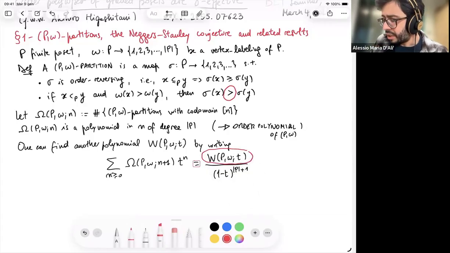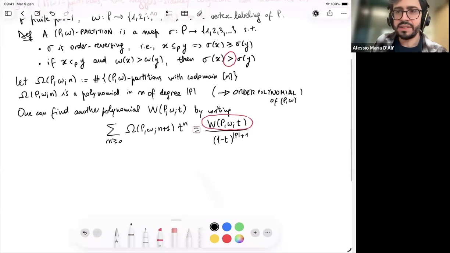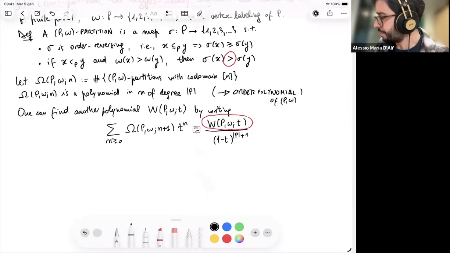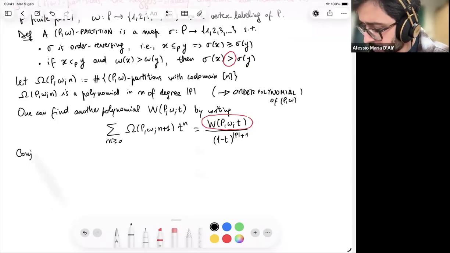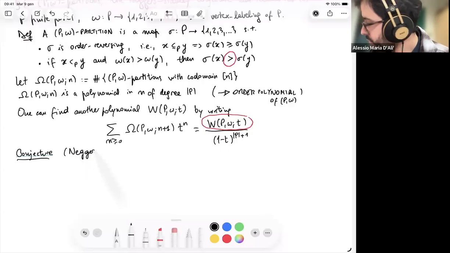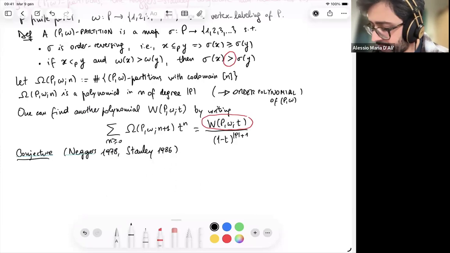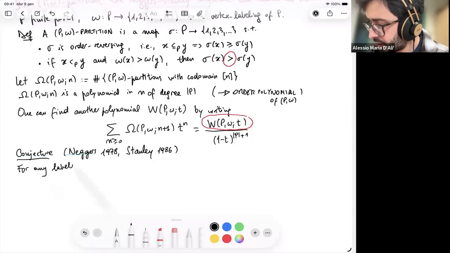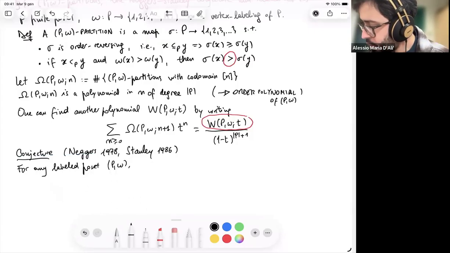So now I've got all the ingredients that I needed to state the conjecture. The conjecture that was originally due to Neggers and then was generalized by Stanley is that whenever I have a labeled poset, P omega, this new polynomial is real rooted.